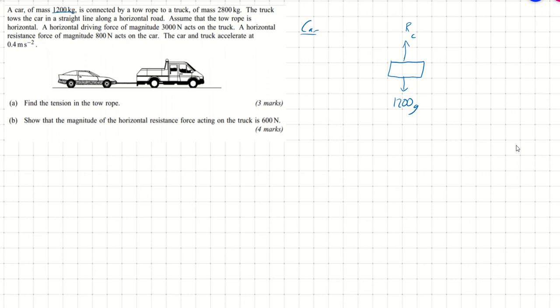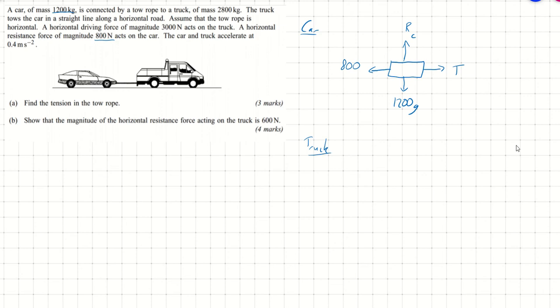Now, what other forces are acting on the car? It looks like it's being pulled to the right by the rope. So that's the tension, the rope pulling the car to the right. There's no other driving force within the car, but there is a resistance force of 800 newtons. Well, the resistance force is going to be acting against motion, opposing motion, so it's going to be 800 newtons acting to the left. So they're the forces acting on the car.